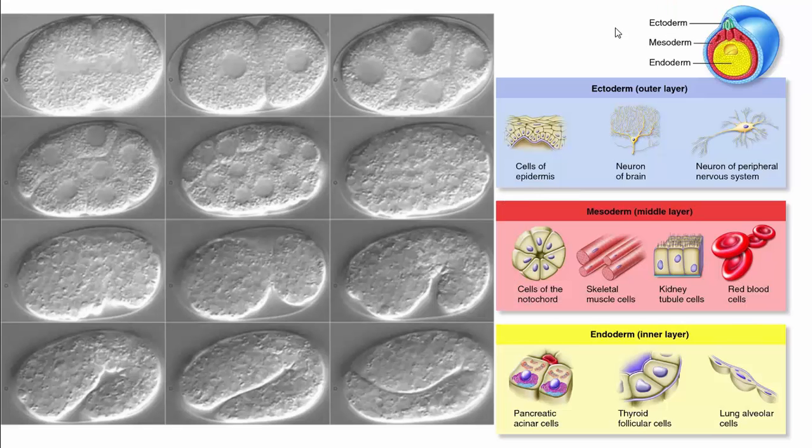If we look at this diagram here, this shows a little bit later stage of development, past the gastrula. This outer layer of cells, the ectoderm, will eventually become cells of the nervous system, skin cells, epidermal cells. The middle layer becomes skeletal muscle, red blood cells, and a bunch of other things as well. And then the inner layer becomes cells of various organs and so forth. So at this point, the cells are starting to specialize. We call that differentiation. The cells are taking on specific roles.